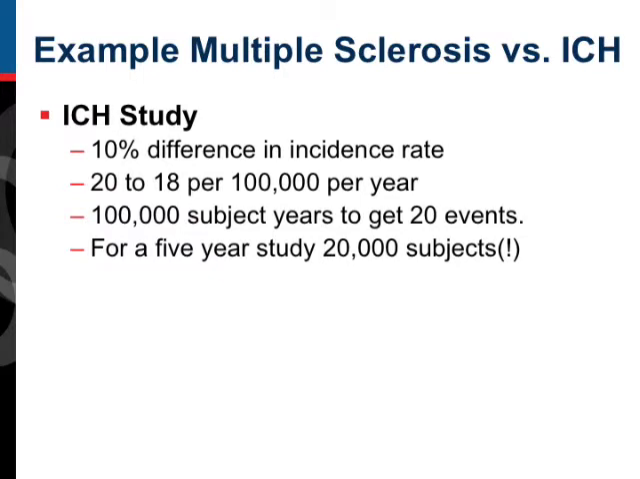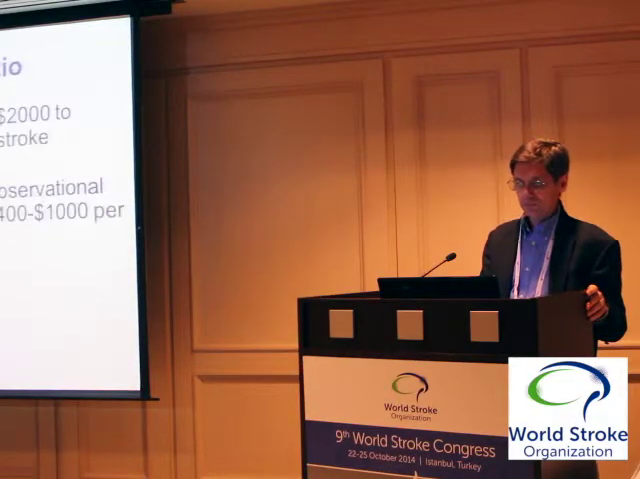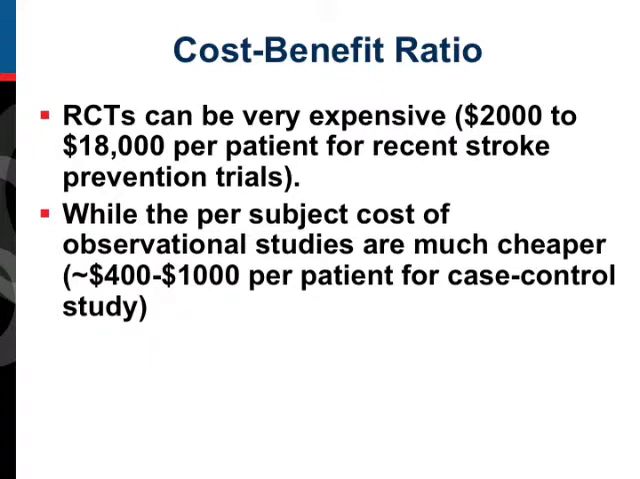What about ICH? Let's say we're again going for a 10% difference, but we're going from 20 to 18 per 100,000 per year. You need 100,000 subject years to get 20 events, and for a 5-year study, you need about 20,000 subjects. That's bigger than any stroke trial that's ever been done. So you can see why this would not be something you could look at if you're interested in some kind of factor related to incidence of intracerebral hemorrhage. You couldn't do it in a randomized controlled trial with that type of effect size.